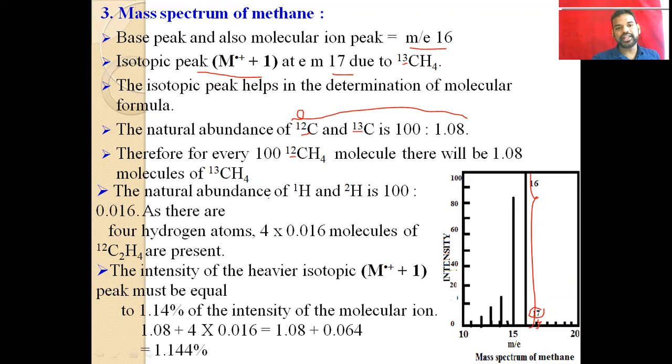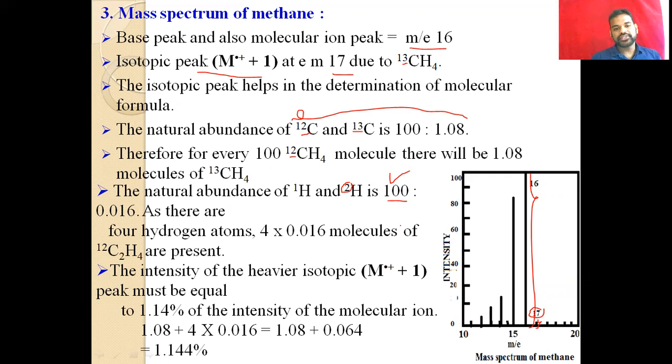And then the natural abundance of hydrogen. That means here also hydrogen 1 and hydrogen 2, the molecular mass of hydrogen 1 and of hydrogen 2. In that case also the ratio is 100 to 0.016. That means if we have 100 molecules of hydrogen 1, we can expect only 0.016 of hydrogen 2, a negligible amount. So from here also we can say there is an M plus 1 peak which has a very small intensity.